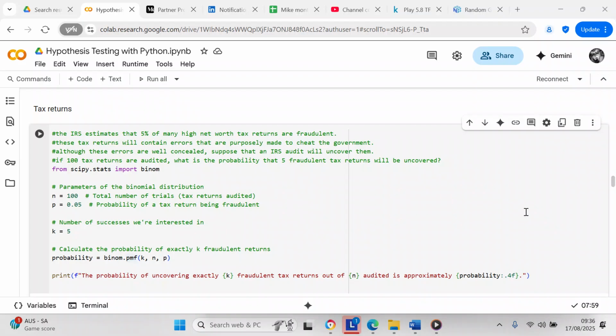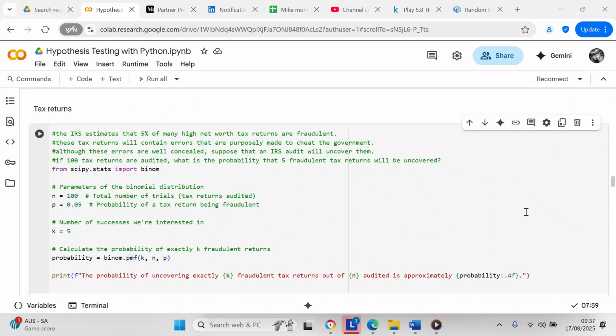So the practice question is, the IRS estimates that 5% of many high net worth tax returns are fraudulent. These tax returns will contain errors that are purposely made to cheat the government. Although these errors are well concealed, suppose that an IRS audit will uncover them. If 100 tax returns are audited, what is the probability that 5 fraudulent tax returns will be uncovered?